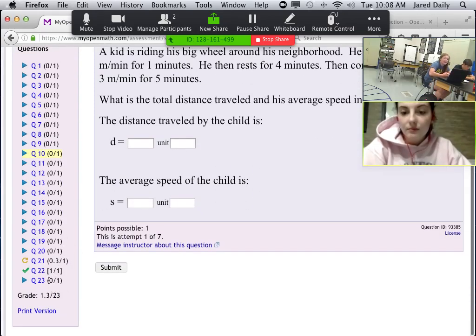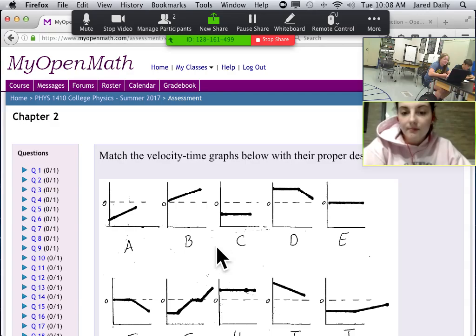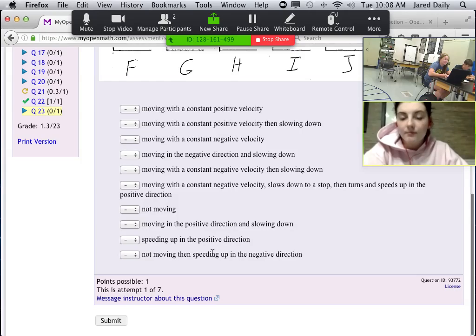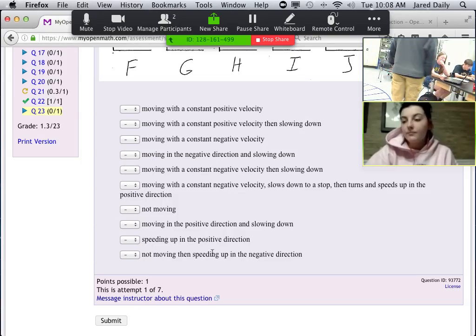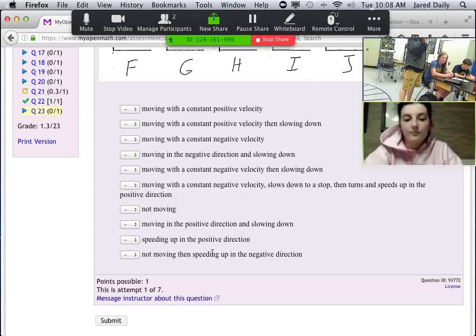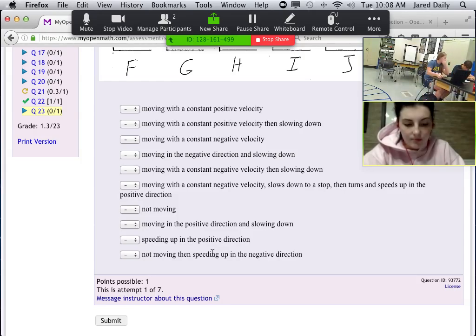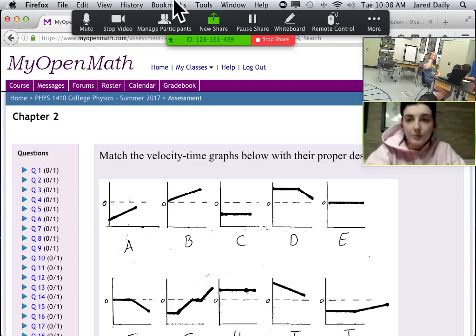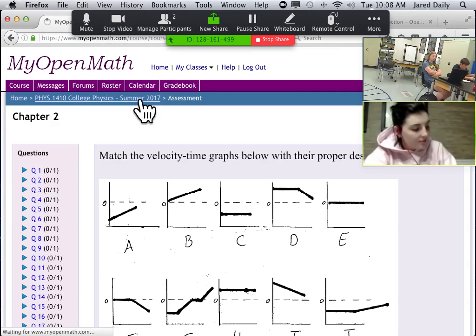23? Doesn't tell you which one's wrong? Oh, it should tell you though. Let me see your thing. I think if I open my version of this in your homework, I think I can see which one's wrong. So let me try that really quick.